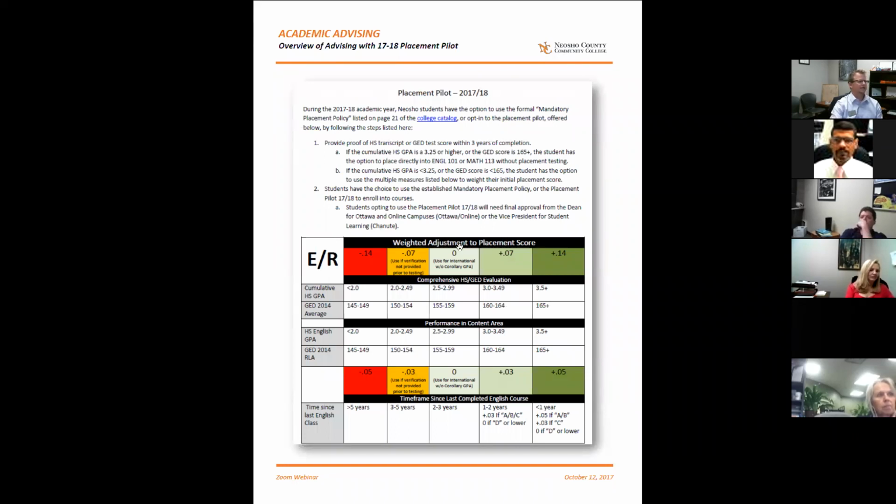So where are we at today? The placement pilot that was adopted in August and applied retroactively to anybody for the fall enrollment period is shown here. One important note is we still have our mandatory placement policies. For those of you that have been enrolling students with Neosho for a while, you're familiar with that mandatory placement policy for degree-seeking students or any students planning to take a math or an English course. That is still our policy with Neosho. The pilot is an alternative option to that, so students can opt into it if they choose.